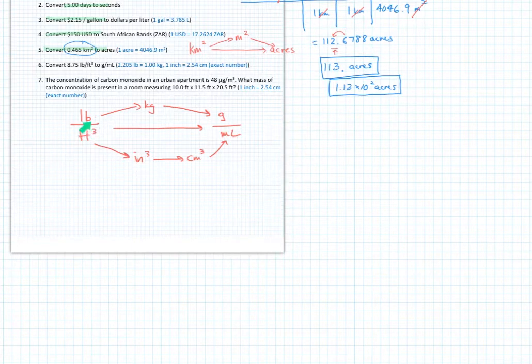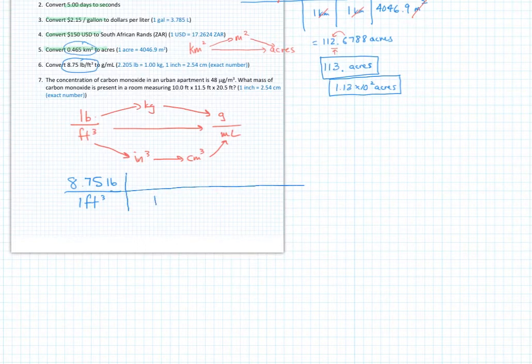So what I'm going to do to solve this problem is convert the top first, pounds to grams, and then convert cubic feet into milliliters. I can do this in one big long calculation, or you can break it up into separate smaller calculations. I'll do it as one big long one. So I'm going to find my starting number, which is 8.75 pounds per cubic foot. And you notice it doesn't say 1 foot cubed, but that's what that means. So I'm just going to put 1 foot cubed down here, and I'm going to draw out my railroad tracks.